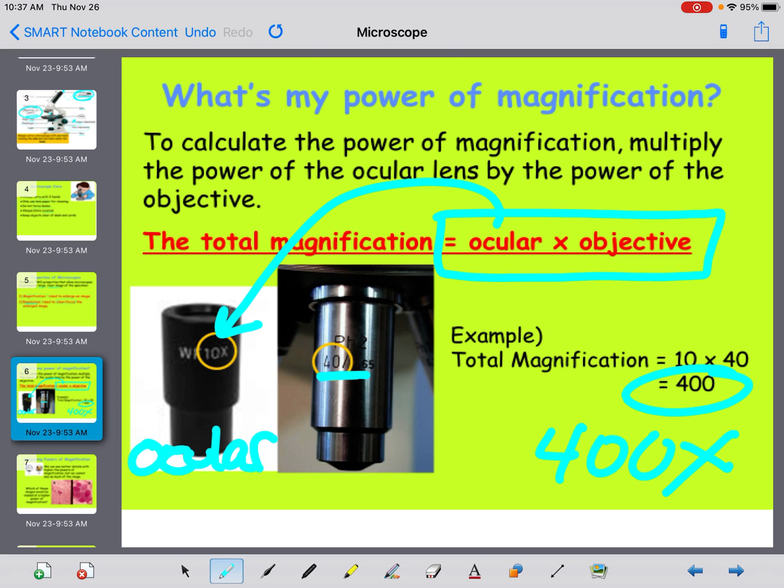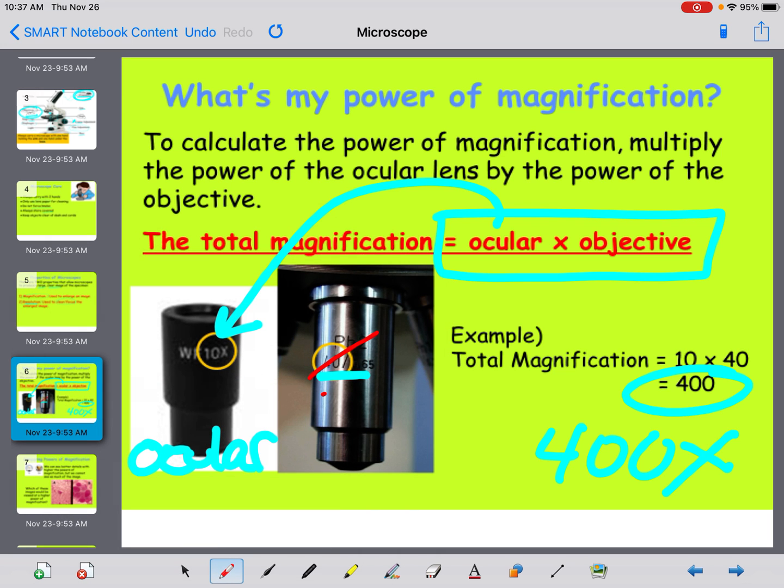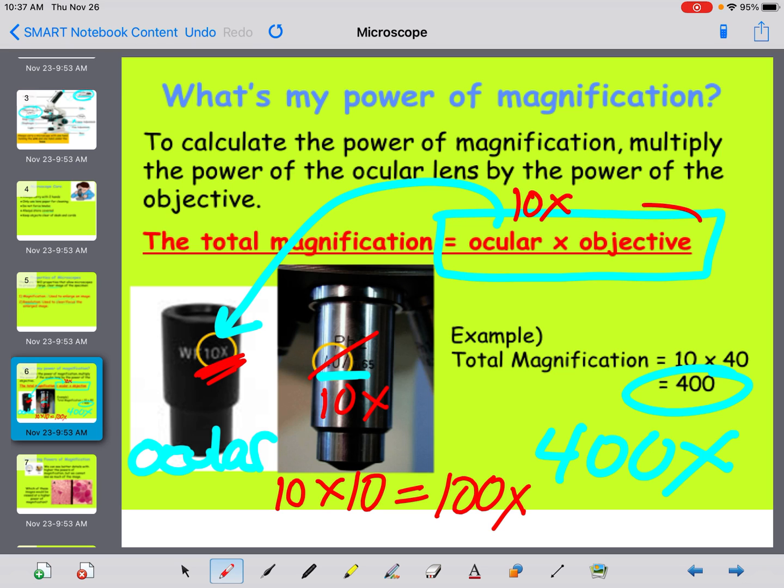Let's say instead of 40, this was 10. Then we would have 10 times 10, so that would be 100 times. So this is always 10, but this objective can change. It depends on what part of the microscope you're using.